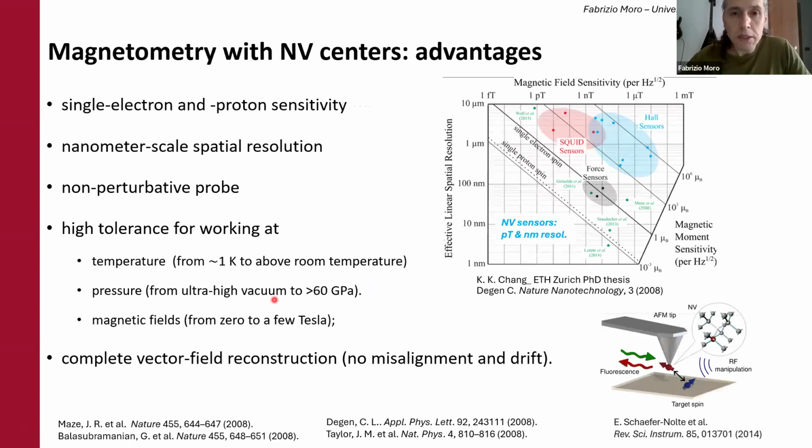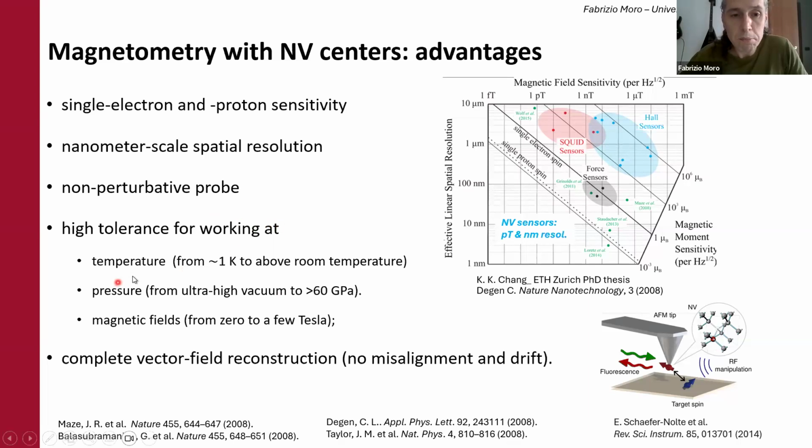So magnetometry with NV centers shows several advantages compared to traditional magnetometry techniques like SQUID, Hall sensors, MFM, muon spectroscopy, because it essentially provides very high sensitivity down to picotesla, combined with high spatial resolution down to the nanoscale, so 4 nanometer scale.